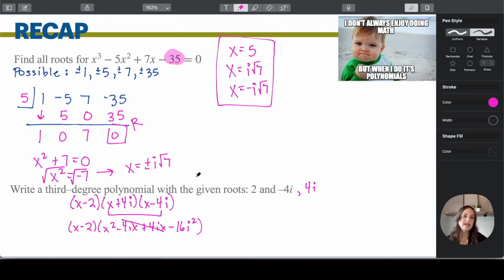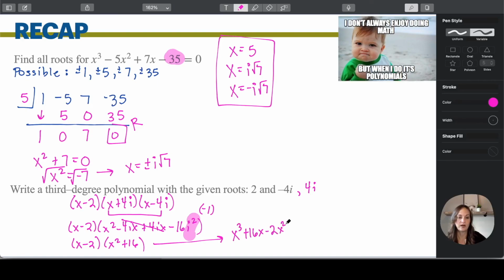Now, i squared, you have learned, is negative 1, right? Therefore, that negative 1 times that negative 16 should become a positive 16. And now you can FOIL one last time. You'll get x cubed plus 16x minus 2x squared minus 32. So to put it in standard form, it would be x cubed minus 2x squared plus 16x minus 32.